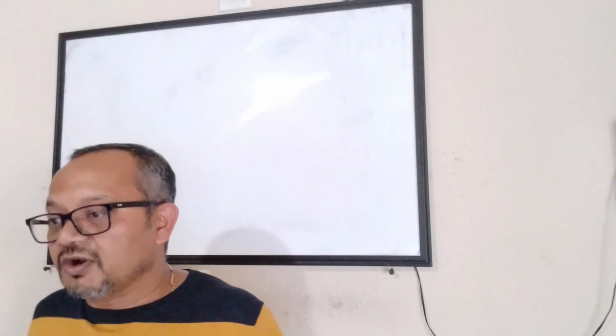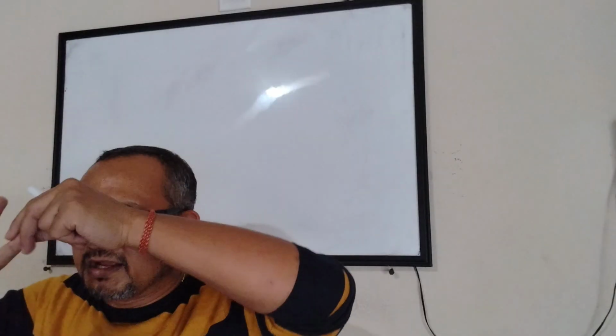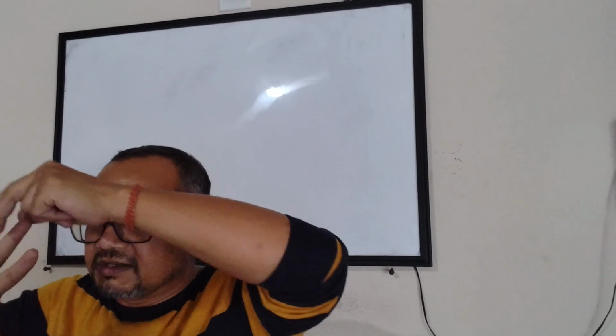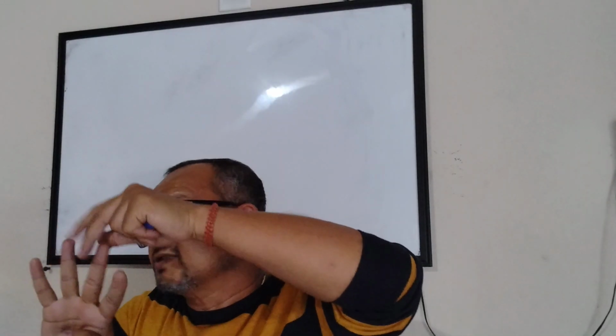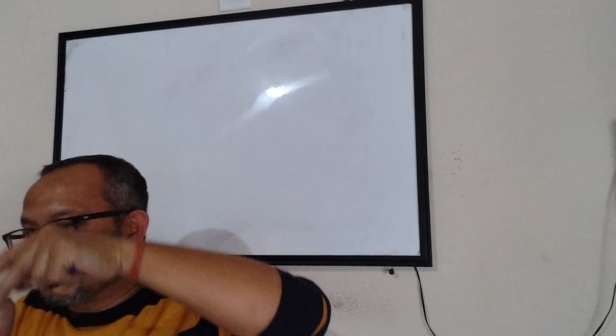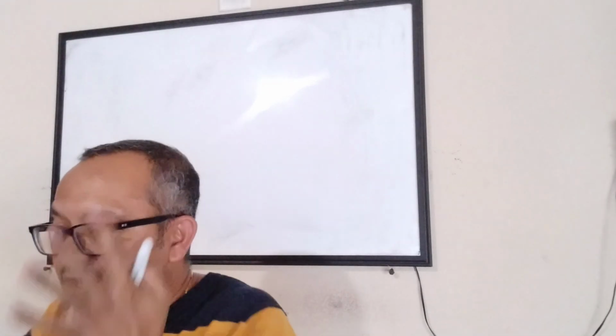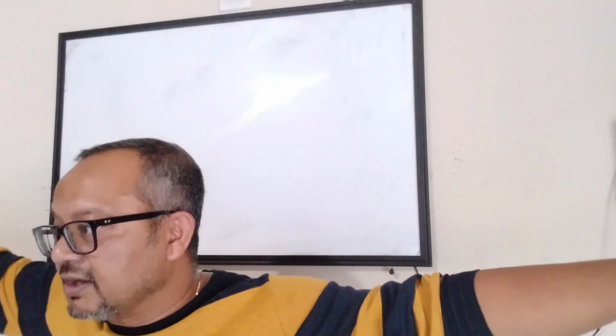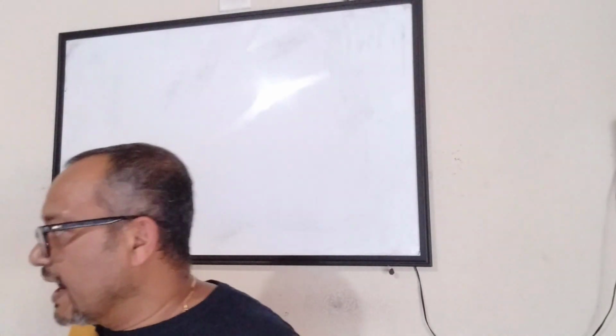Be it for weight, distance, liquid, or time. So there are 4 things: weight, distance, volume, and time. How heavy is something, how long is something, how much space something takes, and the fourth thing is time. How much time?